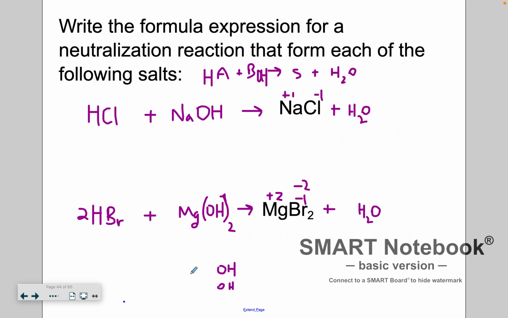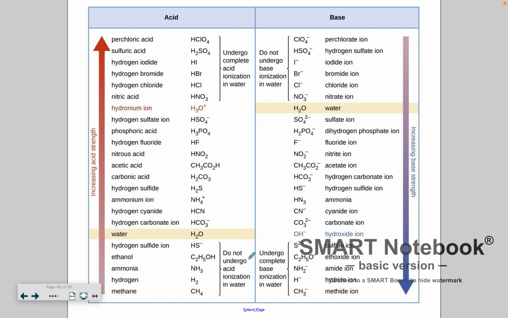Okay, and I have 2 H's. So how many water molecules do I need? I need 2 of them. All right, this is a table that's in your homework.